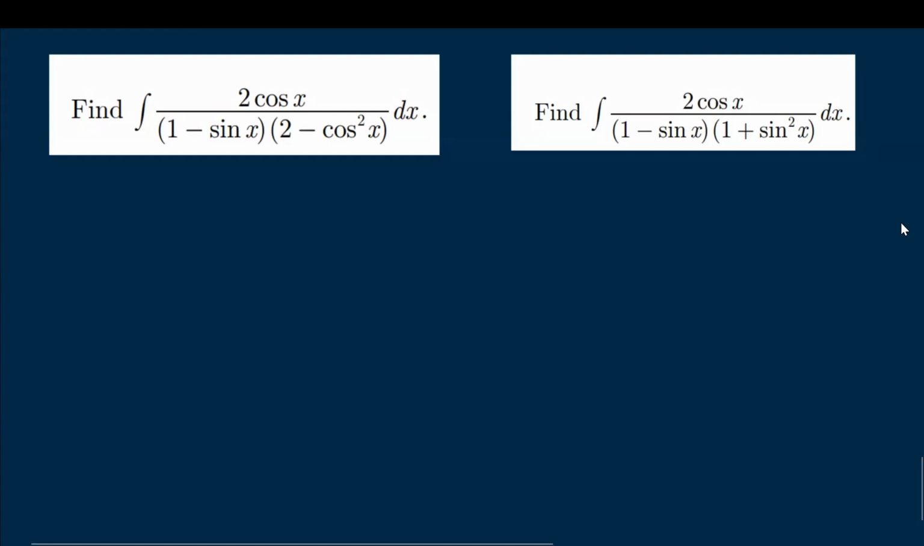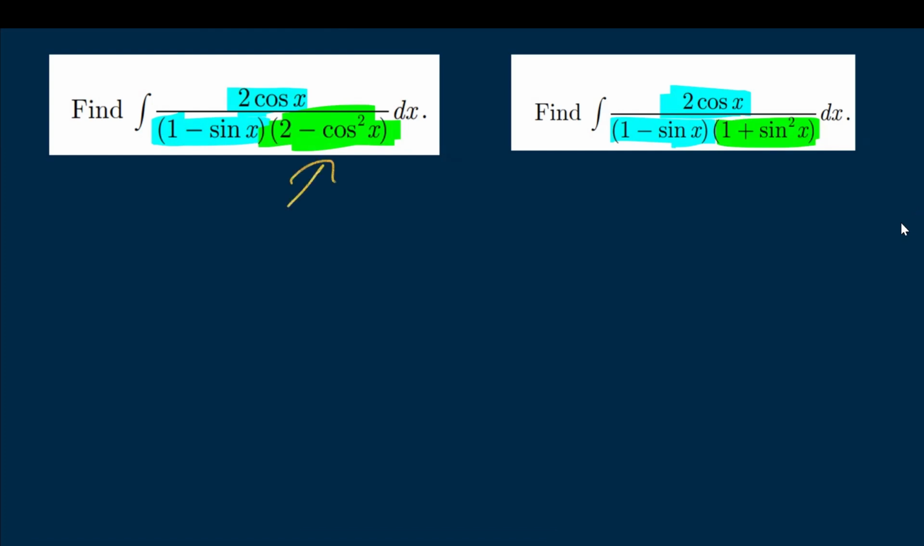Next, you can see that I have taken two questions, and you can figure out that in these two questions, we have the same numerator, and this is also same over here. What's different here is this. This is 2 minus cos square x, and this is 1 plus sine square x. In fact, if I write cos square x in terms of sine square x, we are going to get this only. So the two questions will be same, except for the one step of simplification.